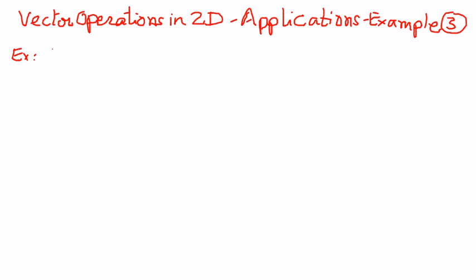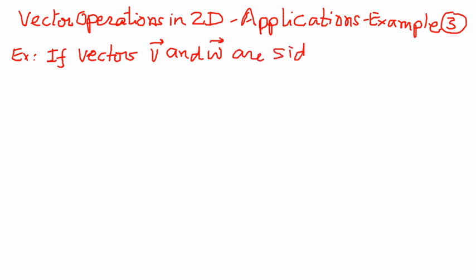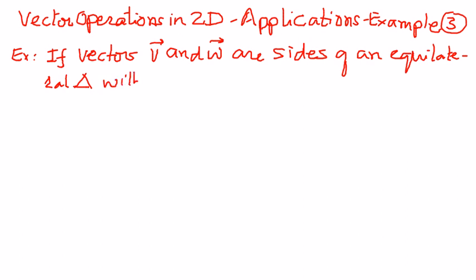Let me write this here. If vectors v and w are the sides of an equilateral triangle with area equal to 25 square root of 3, what we need to do here is we want to find the value of vector v dot vector w.